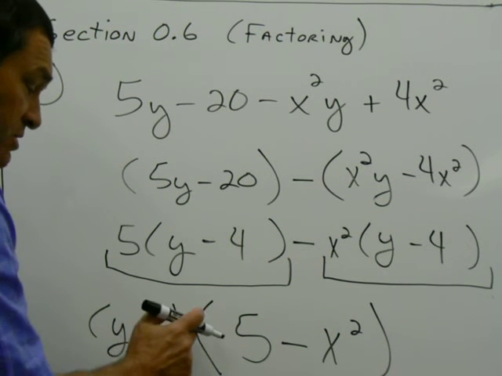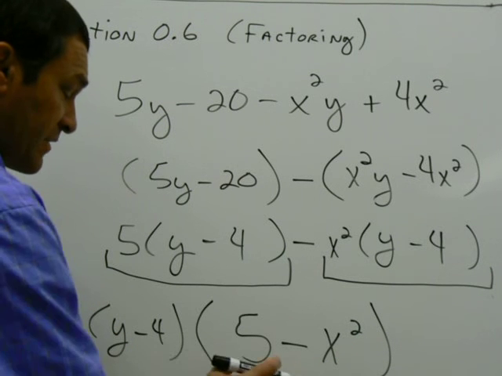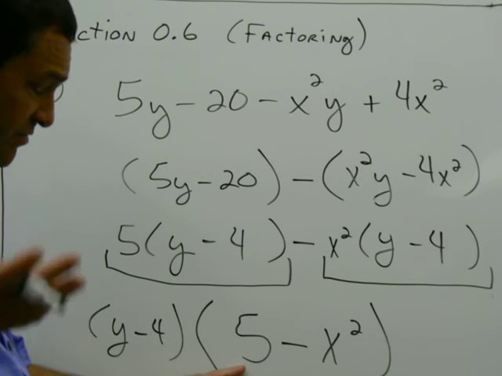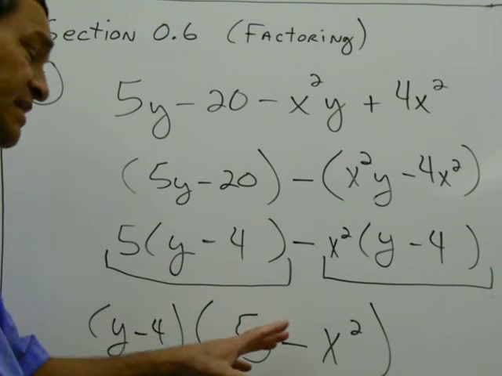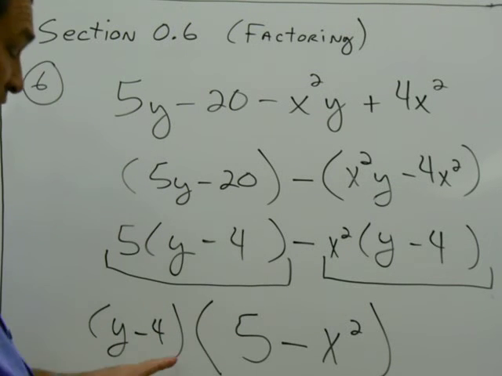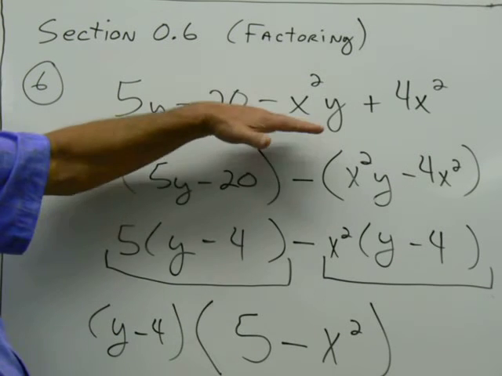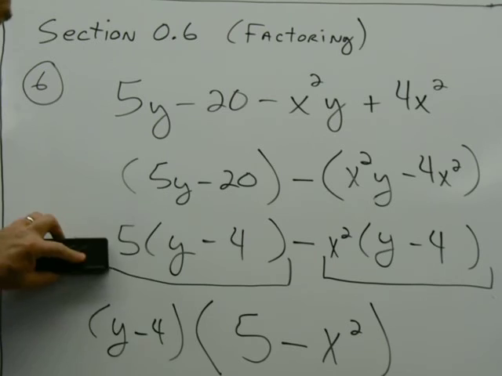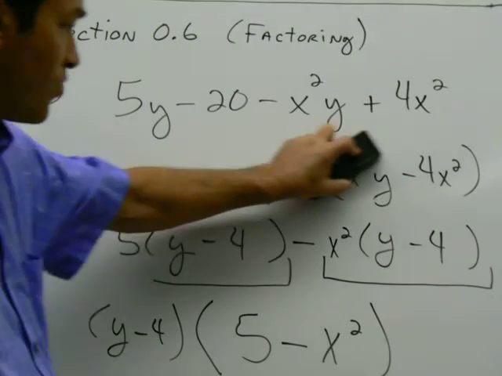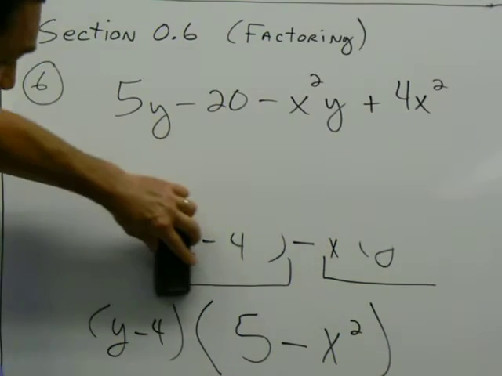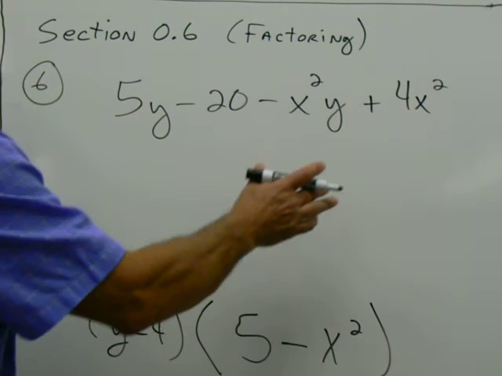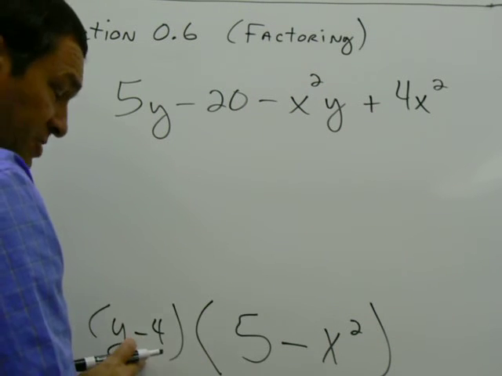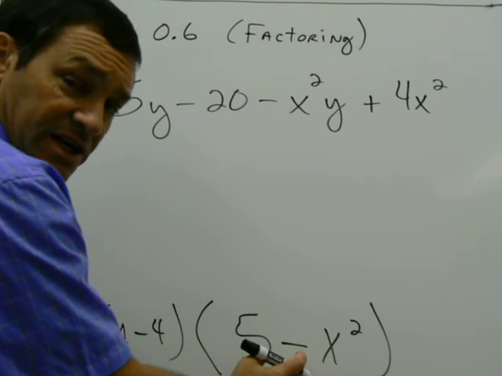I have one binomial times another binomial. If I were to multiply these two binomials together, multiply each term here by each term here, use the FOIL method even though your inner and outer terms won't combine, I would indeed end up with what I started with. And so the question is, what two expressions did I multiply together in order to get what I started with? I multiplied the binomial y minus 4 times the binomial 5 minus x squared.